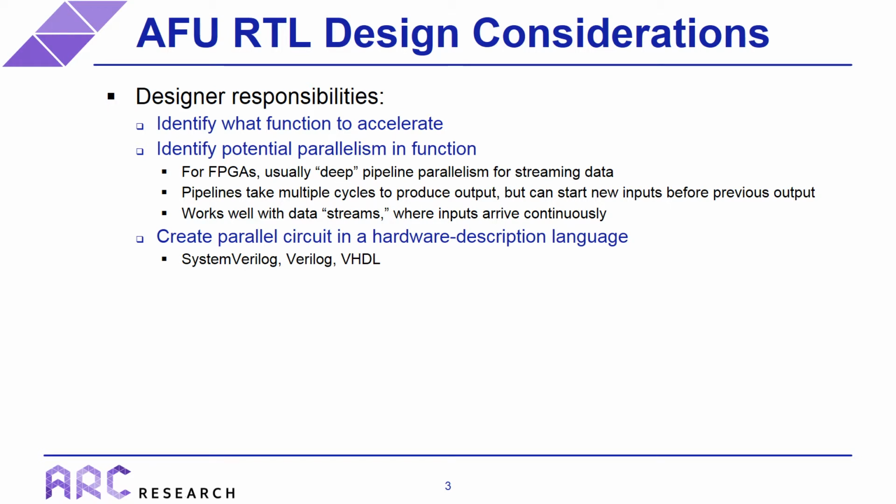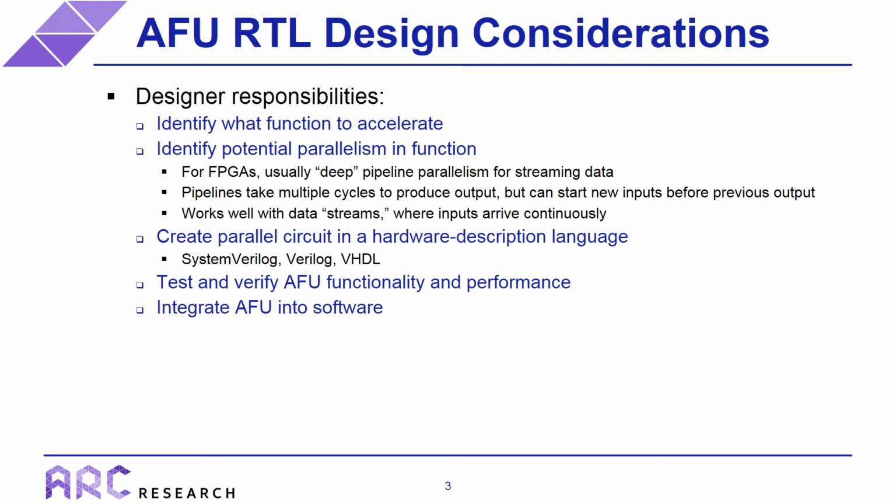So once you have figured out how to exploit a large amount of parallelism in the function to be accelerated, the designer would then have to create that parallel circuit in a hardware description language. SystemVerilog, Verilog, VHDL, those are the three most common register transfer level design entry methods. So one of those three would almost certainly be what you would use. You would then have to test and verify the AFU functionality and make sure its performance is what you were looking for. And then you would have to integrate that AFU into software, most likely the original software for your application.